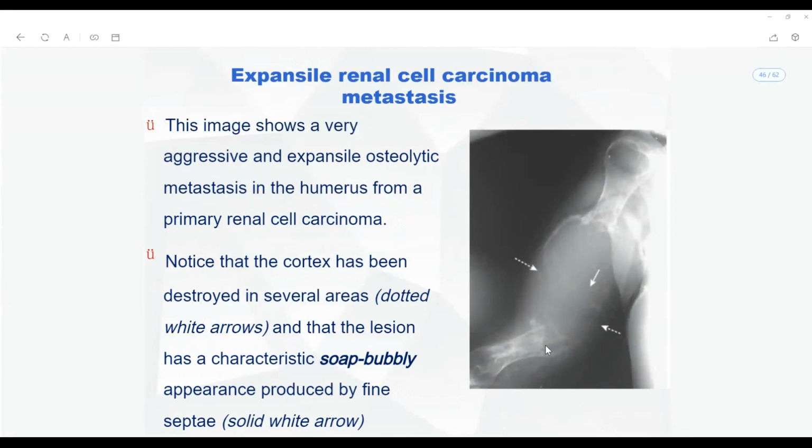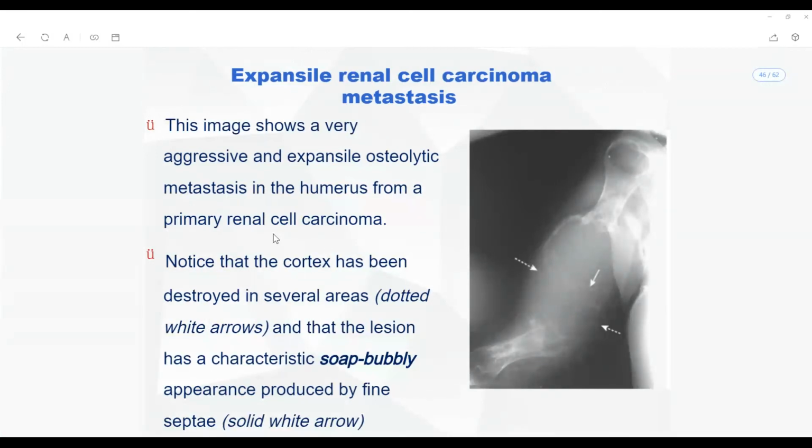So soap bubble appearance happens in a giant cell tumor, which can also happen because of primary renal cell carcinoma, right? Renal cell carcinoma generally metastasizes down into the bones. If it is related to the primary tumors of the bone, it is the giant cell tumor, okay? But if it is related to secondary metastasis, it can be because of primary renal cell carcinoma. So you have to remember it like this. Soap bubble appearance may be found in renal cell carcinoma metastasized to the bones. Yes, that's correct. Giant cell tumor, yes, it is also correct.